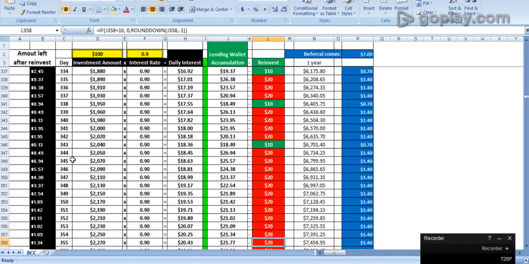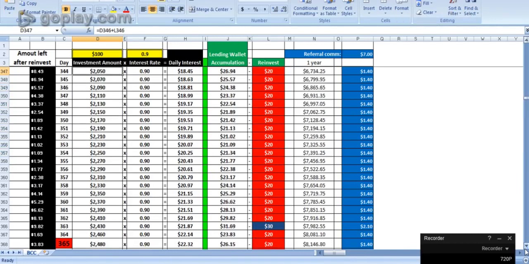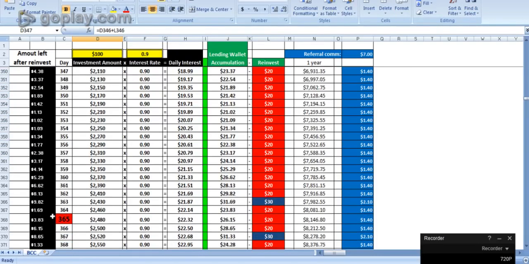It's day 344, almost a year, but not yet. Your initial investment is now $2,050, and you're getting $18.45 a day. And now you could see the daily reinvestments are at 20 and 20 every day. Now you'll see your first 30 before the end of the year. Here's 1 year. You'll have your first $30 reinvestment day. So at one year, in this example, your $100 is now $2,480. You're making now $22.32 every day.